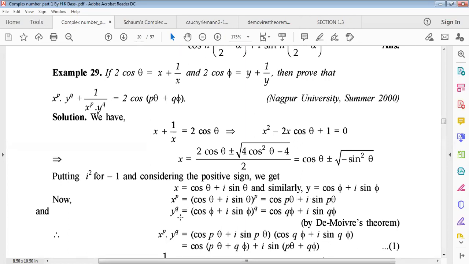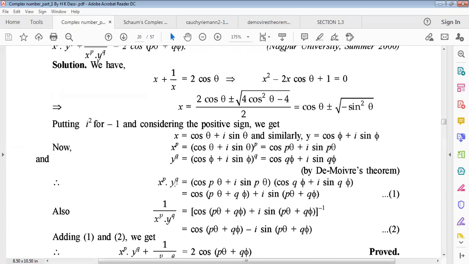Similarly, for y to the power q, taking power q on both sides, y to the power q equals cos phi plus i sin phi whole to the power q. Just by using de Moivre's theorem, multiplying q with the angle, we get cos q phi plus i sin q phi.